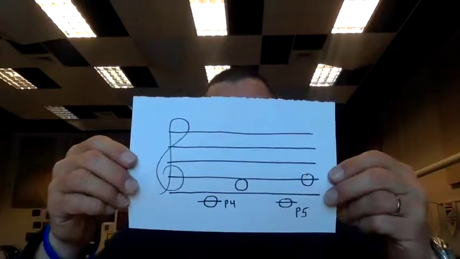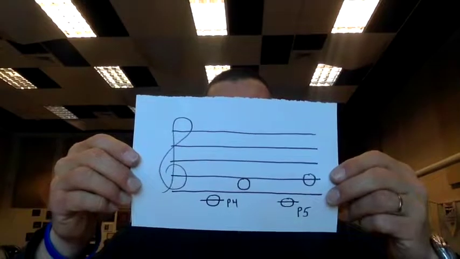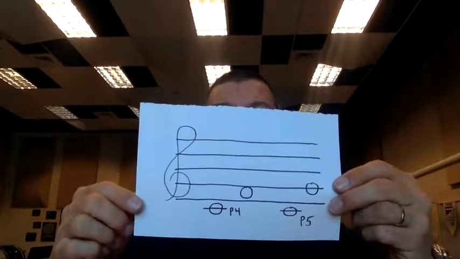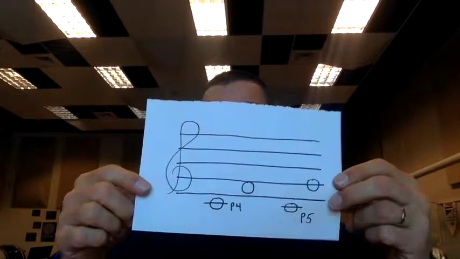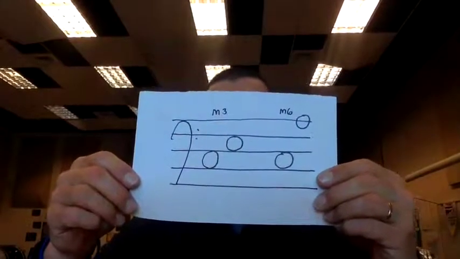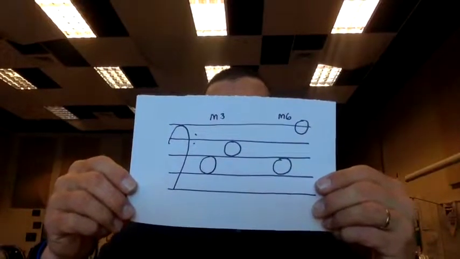Once again, we're in the key of C in treble clef. We have C to F, C, D, E, F. That's 4 notes, perfect fourth. C to G, it's a perfect fifth. These examples are in bass clef, and we have a major third and a major sixth. So take a look at that. C to E, a major third. C to A, a major sixth.